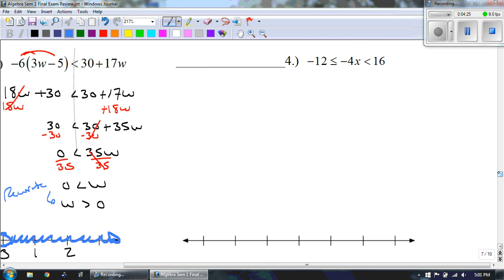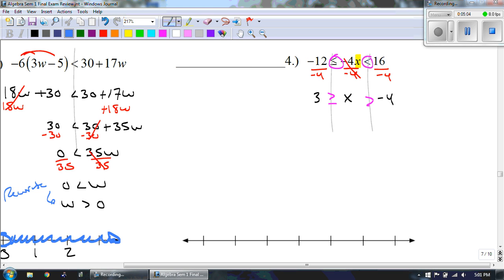All right, let's look at number 4. So when the variable is in the middle, we're going to do the same thing, all right? I want the variable by itself, so I'm following the rules of SADMAP. Now, I'm dividing by a negative, so everything has to switch. X is by itself. -12 divided by -4 is a positive 3. 16 divided by -4 is a -4.